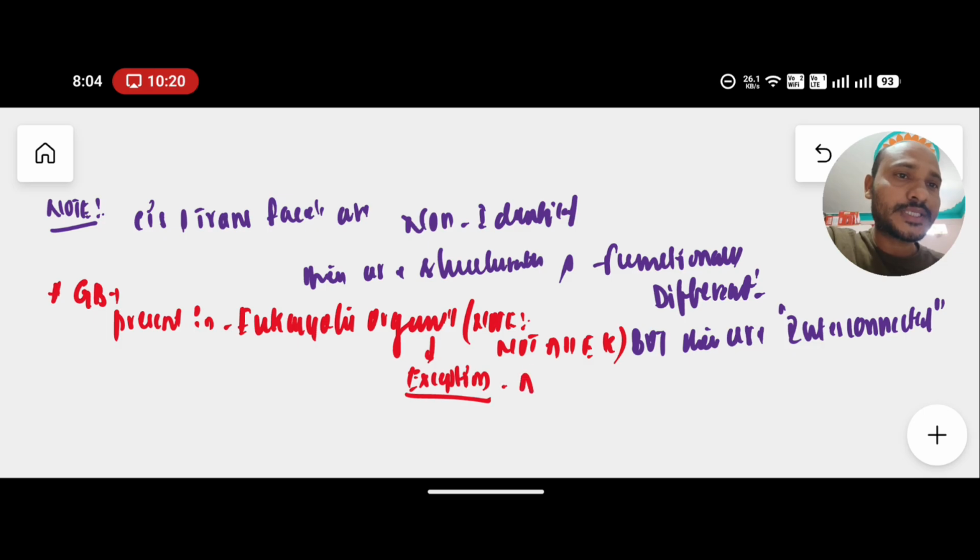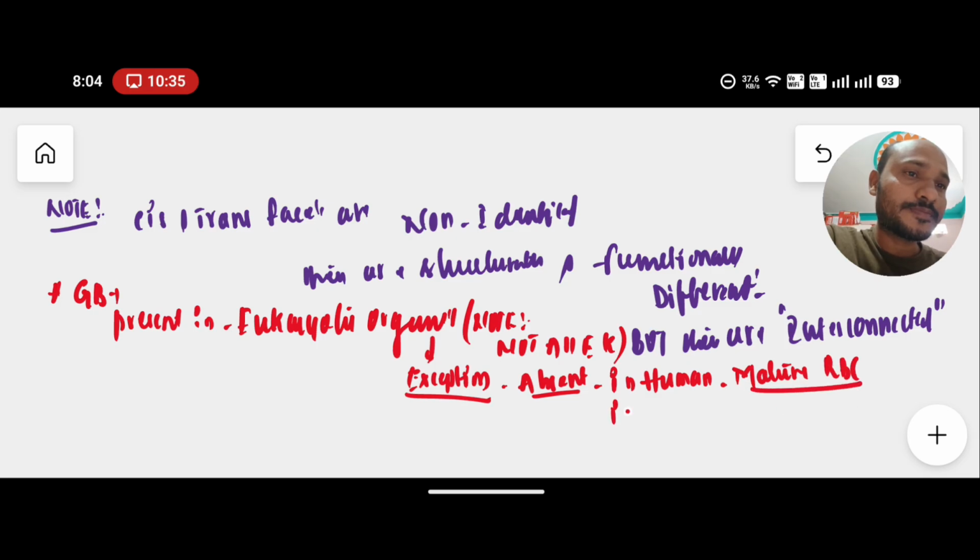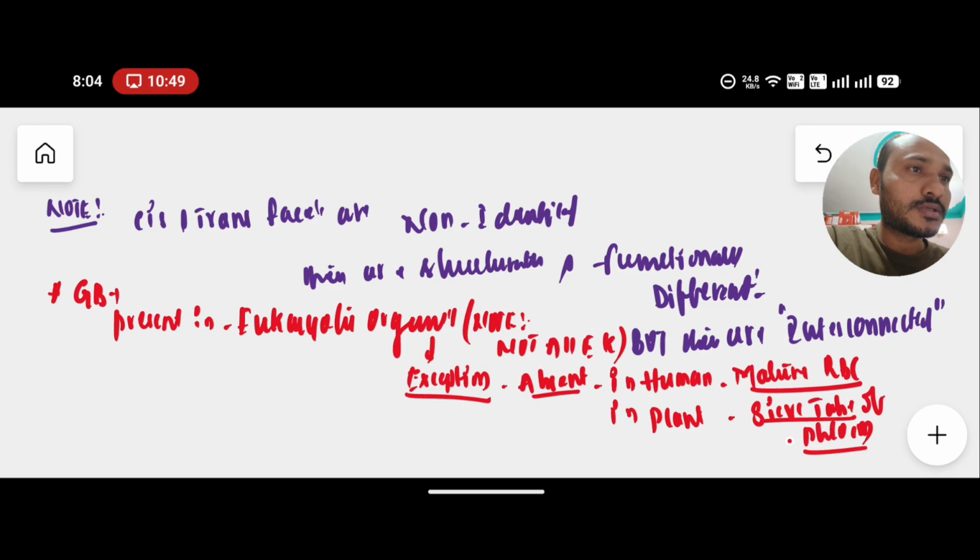Exception means the Golgi body is absent in humans, in mature RBCs, and in plant cells, in the sieve tube cells of phloem. Hence the statement: Golgi bodies are present in eukaryotic cells, but not all eukaryotic cells. Why? Because Golgi bodies are absent in some eukaryotic cells, like human mature RBCs and plant sieve tube cells.